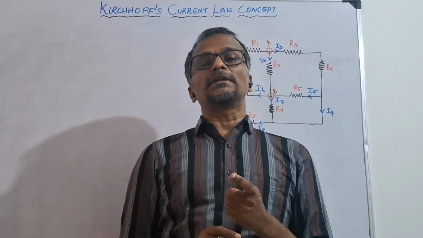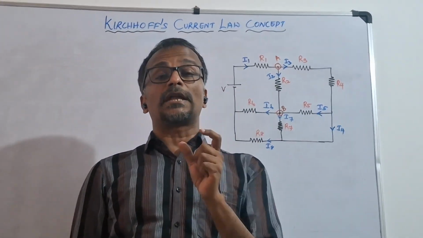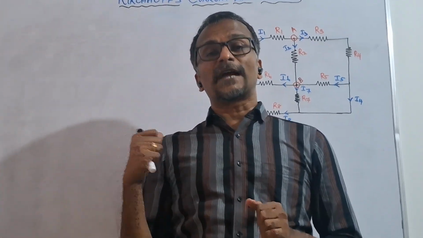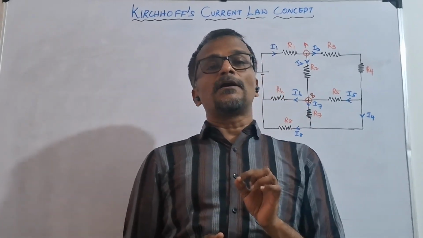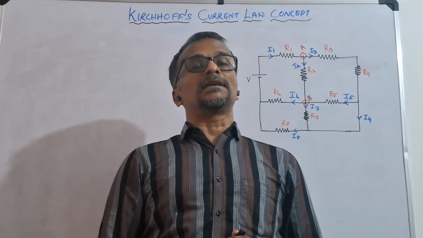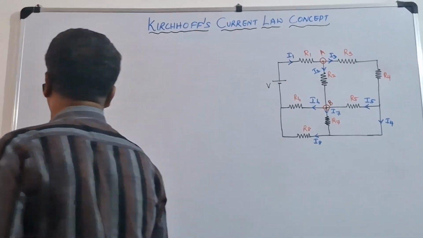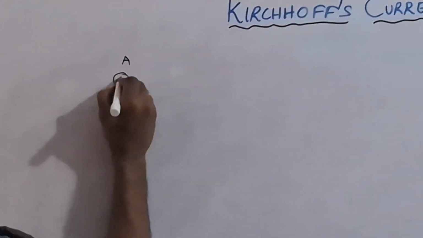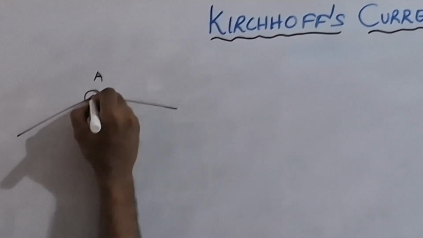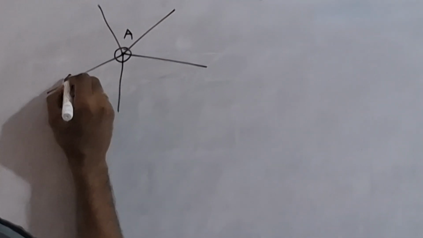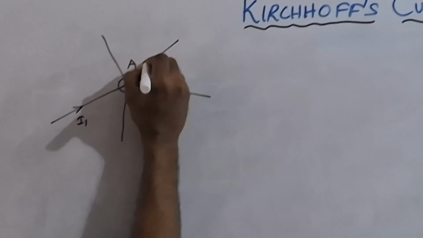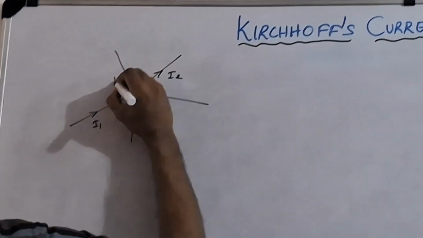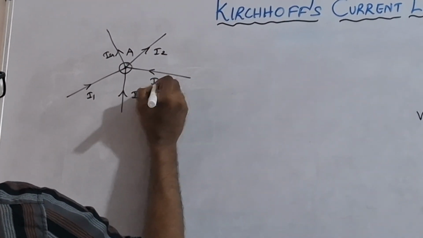In the Kirchhoff voltage law, the algebraic sum of the voltages in the closed loop is equal to 0. But in the Kirchhoff current law, the algebraic sum of the currents in a particular node is equal to 0. For example, assume that this is the node A. There are many currents flowing here. So this is I1, this is I2, this is I3, and I4, and this is I5.